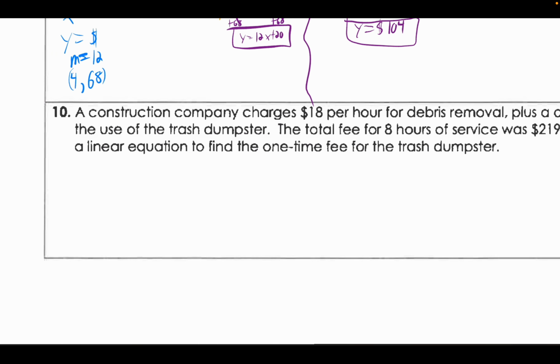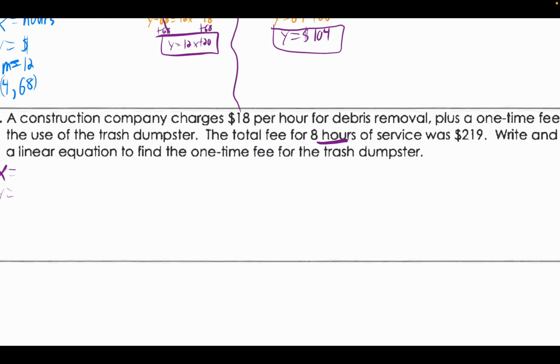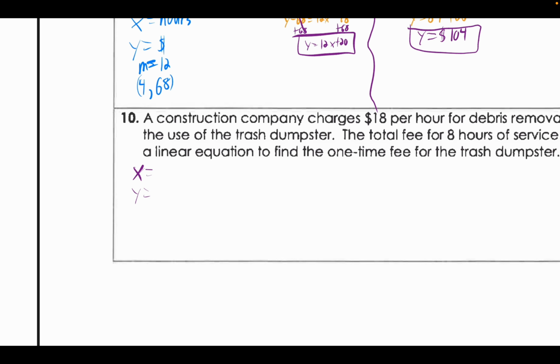Moving on, number 10 here. A construction company charges $18 per hour for debris removal, plus a one-time fee for the use of a trash dumpster. And we're told the total fee for 8 hours of service was $219. So our x and y here, a big hint on the x and y is that in our ordered pair we're given the two variables, the hours and the money, the labels on the numbers. So x would be our hours, and y would be the money we're spending. In our ordered pair, and slope is $18 per hour.